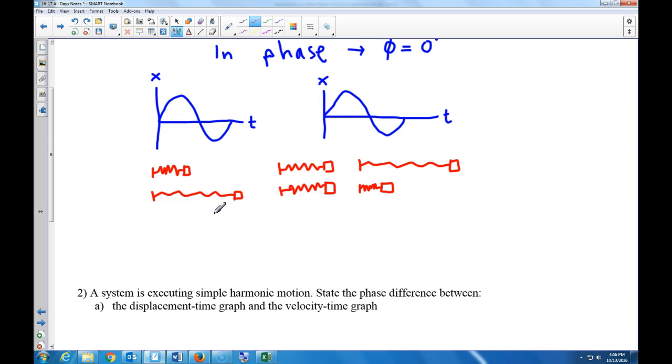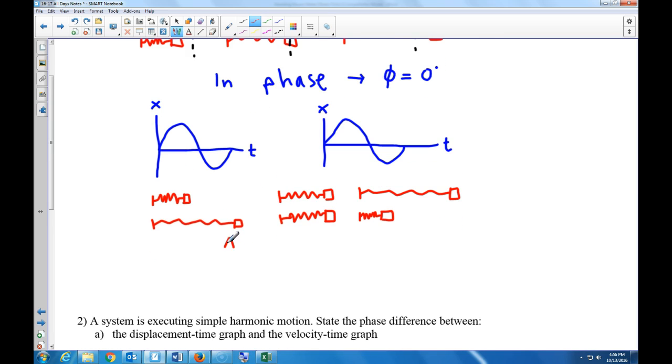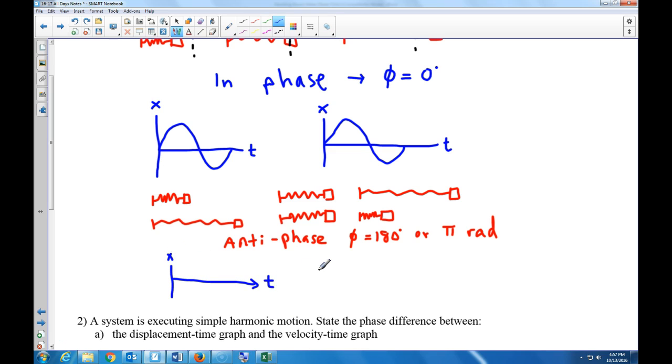This is called out of phase, or antiphase is the word we use, the British term that we use in IB, antiphase. And it means the phase shift is 180 degrees, half a cycle, or pi radians. And what do the two systems' graphs look like? Here's the first system, position time, and here's the second system, position time.